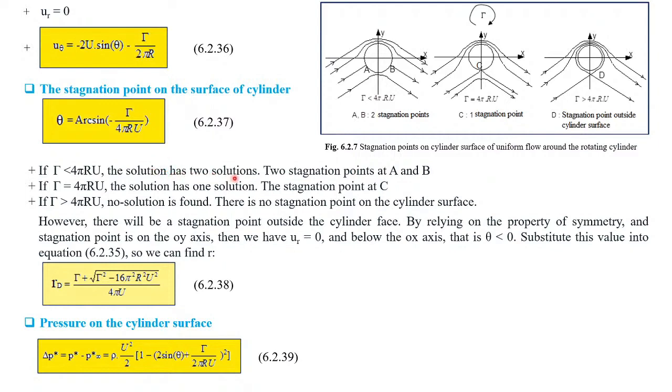We have two solutions. That means two stagnation points at A and B. You can see this one, A and B. These are the stagnation points here and here, symmetric about the y-axis, for gamma less than 4 pi R U. We get two solutions, two stagnation points.